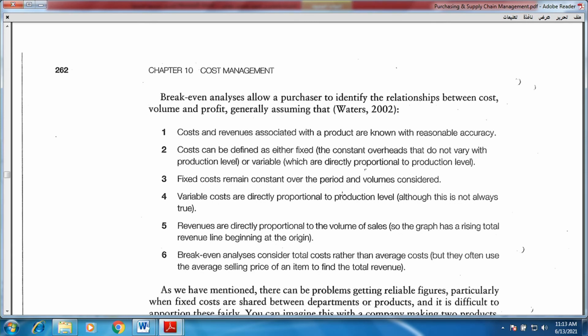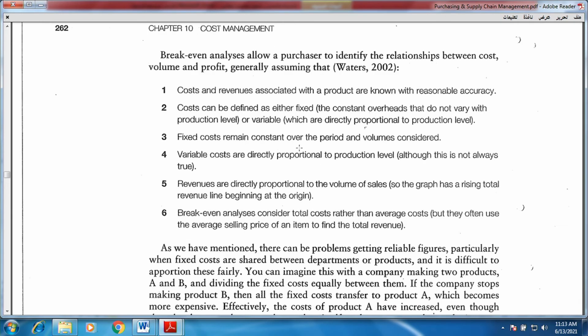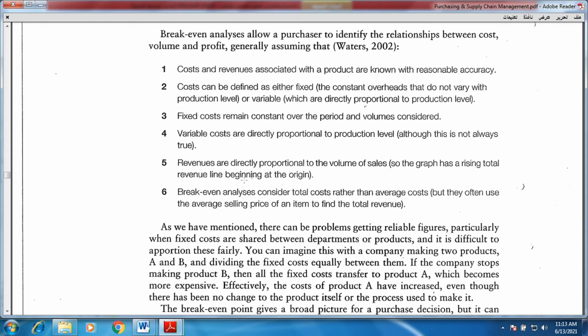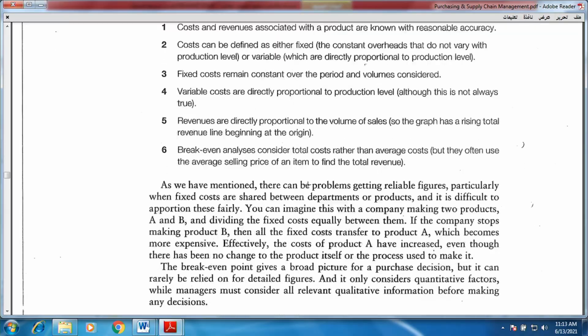We have some assumptions with the break-even analysis. Cost and revenue associated with a product are in an accurate format. Cost, we can have it in a fixed format and a variable format in a clear way. Fixed cost remains constant all the time. Variable cost is stable per product and increases with the increase of the production level. Revenue is directly proportional to the volume of sales all the time. Break-even analysis considers total cost, and we can have these numbers promptly.